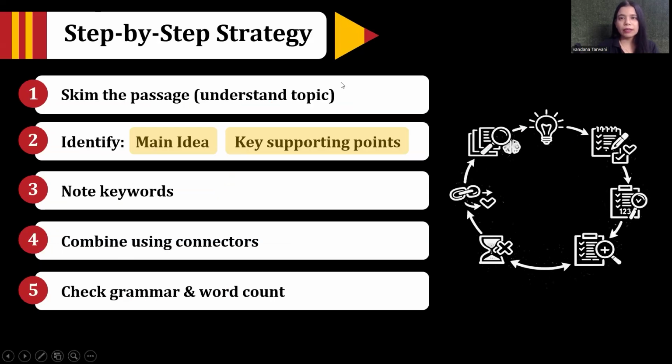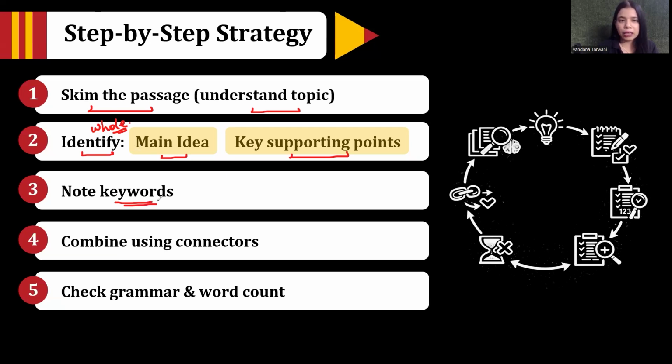Moving on, this is the step-by-step strategy. The very first thing, skim the passage, understand the topic. Identify the main idea and key supporting points. For this, you need to read the whole passage in about 3 minutes, and that is absolutely an achievable task.